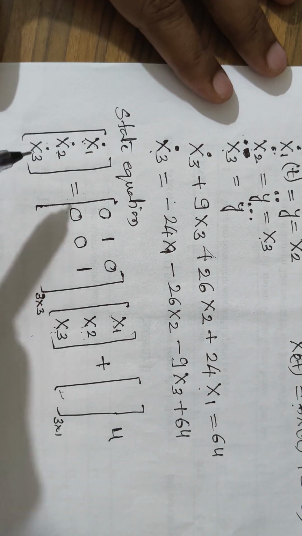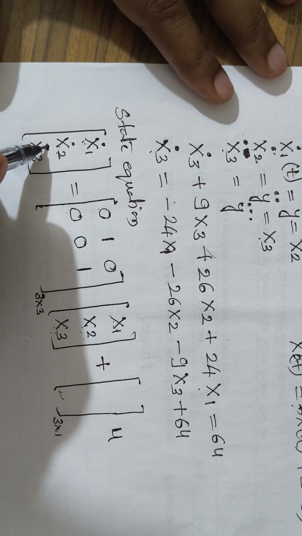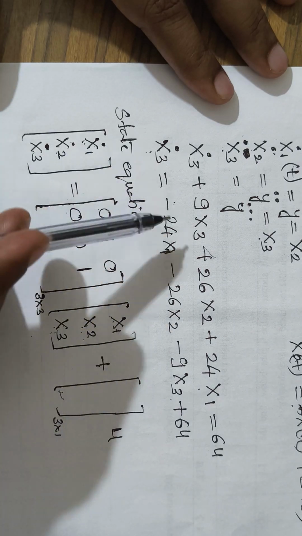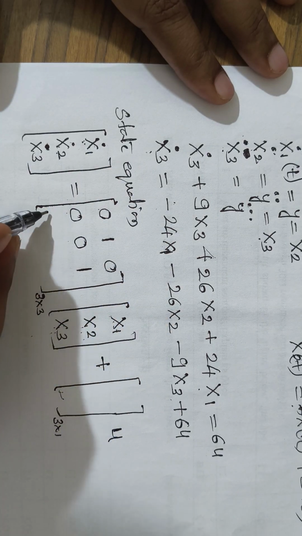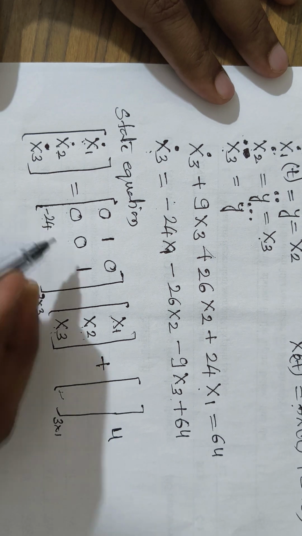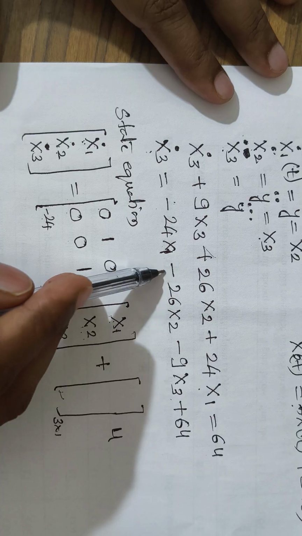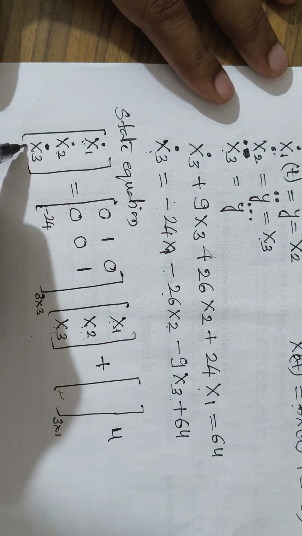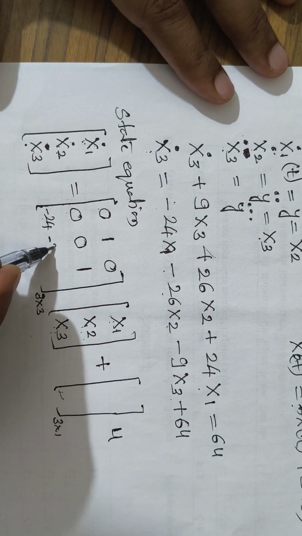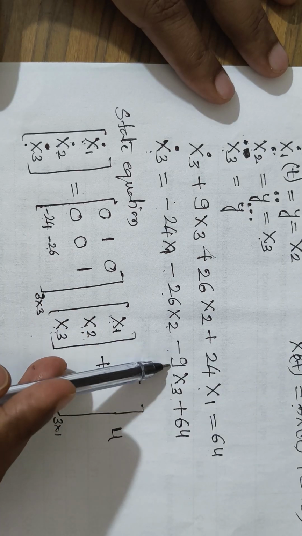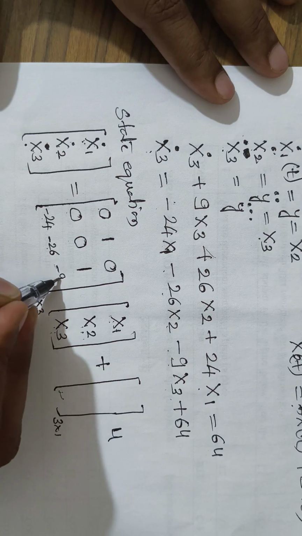Now next, x3 dot. We have this equation. So x3 dot is equal to minus 24 x1, next plus minus 26 into x2, next minus 9 into x3.